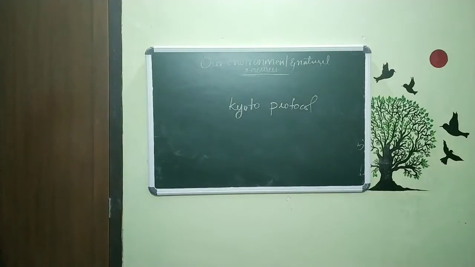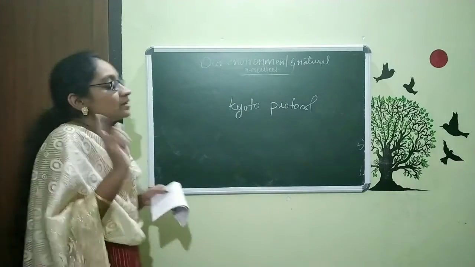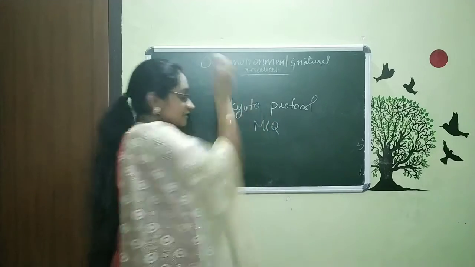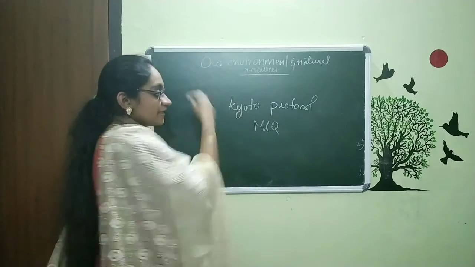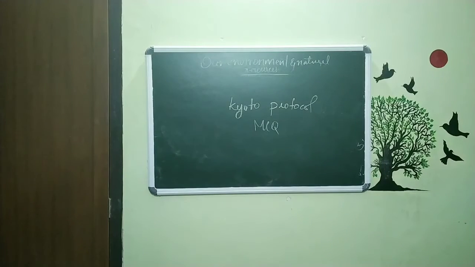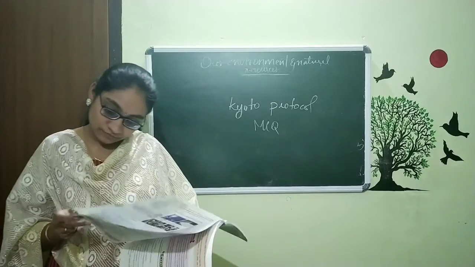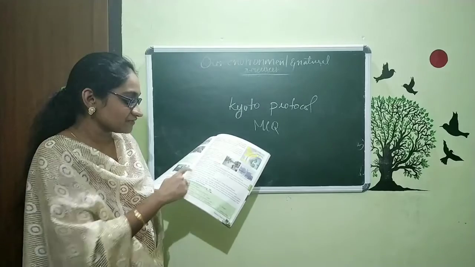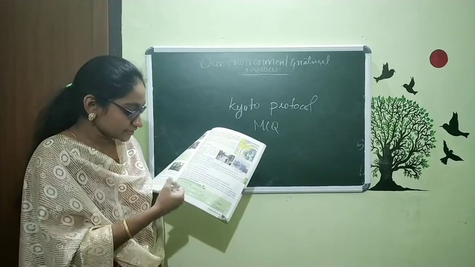Just take your textbook, there you can see one multiple choice question present under this topic, and you just want to do that. It is there in the textbook on page number 101. You can see a green box under the global warming measures to check, and you just want to do this.